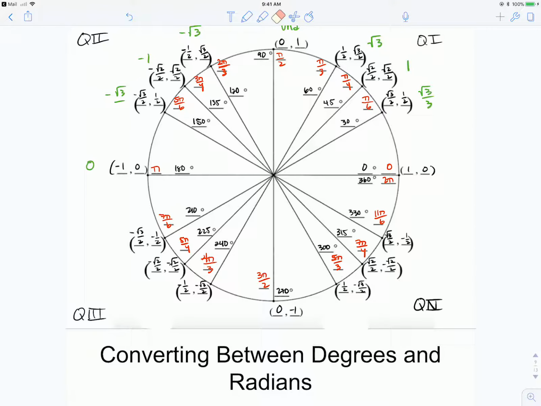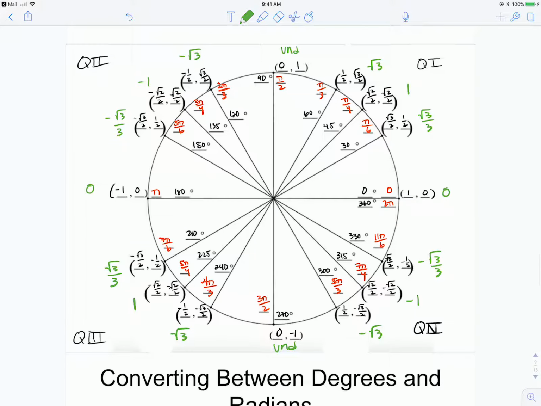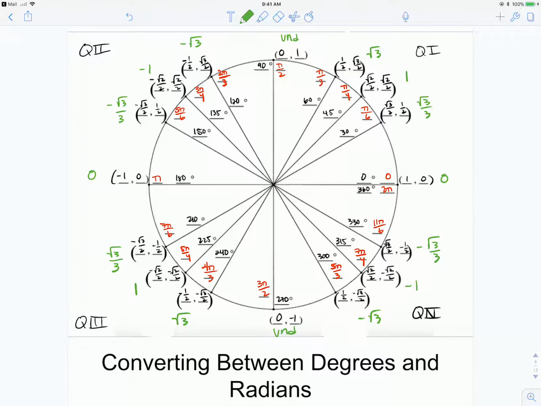Oh, that's not root 3 over 2, it's root 3 over 3. Negative root 3 over 3. Okay, right? Because -1/2 divided by negative root 3 over 2. Positive 1. Positive root 3. Undefined. Negative root 3. -1. And negative root 3 over 3 and 0. So in green is all of the values for tangent.